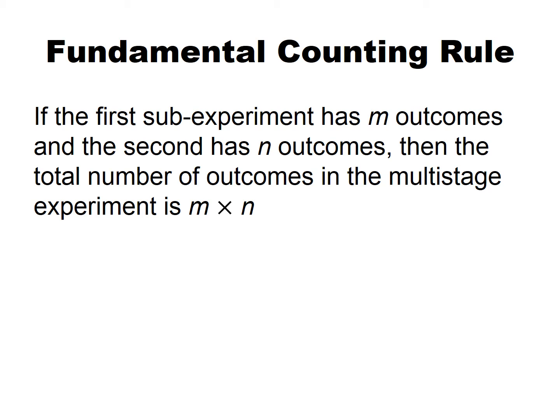Let's generalize this observation in what we call the fundamental counting rule, or the fundamental counting principle. This is actually easier to do than it is to say. Here's what it looks like in words. If the first sub-experiment has m outcomes and the second has n outcomes, then the total number of outcomes in some multi-stage experiment is m times n. You just multiply the number of outcomes in the first experiment times the second, and that gives us our total number of outcomes in the overall multi-stage experiment.